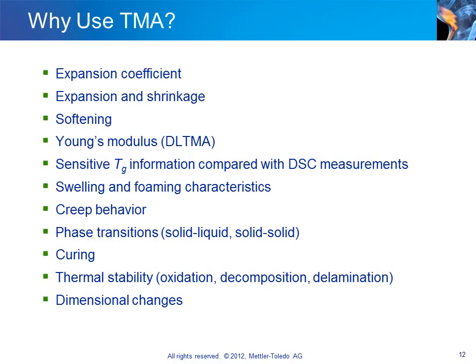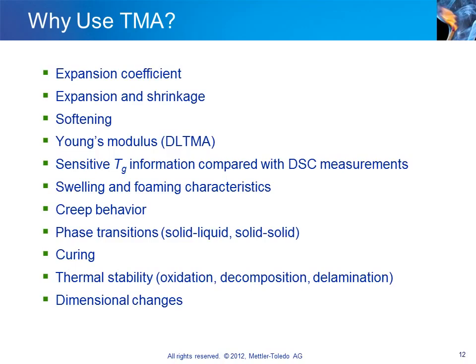Creep and recovery behavior, as well as swelling behavior in solvents, are important properties of elastomers. TMA can be used to characterize such behavior under isothermal conditions. In principle, any chemical or physical transitions that cause dimensional changes can be measured by TMA. For example, the delamination and decomposition of printed circuit boards is a typical TMA application.